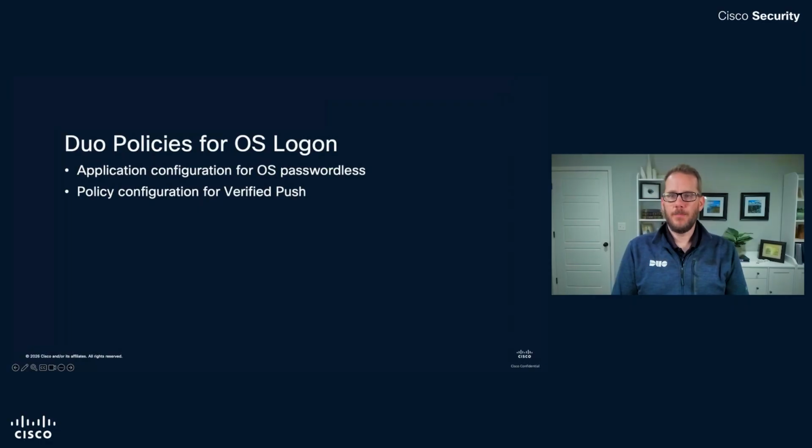So what can you do today? If you already protect your desktops with MFA, consider taking the leap to passwordless. You can enable this right now. You configure OS passwordless in your Windows login application configuration. If you're not ready to take that jump, verified push can be added to OS login by modifying your authentication methods policy for the target application.